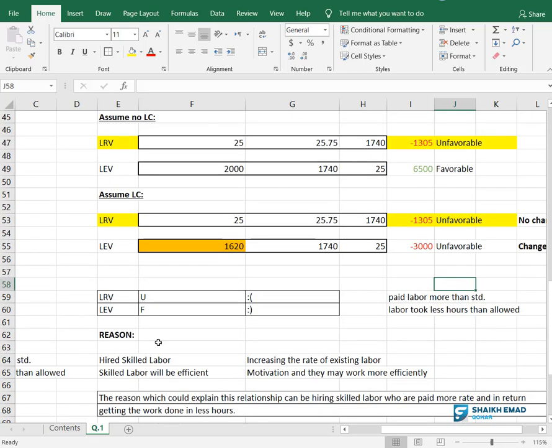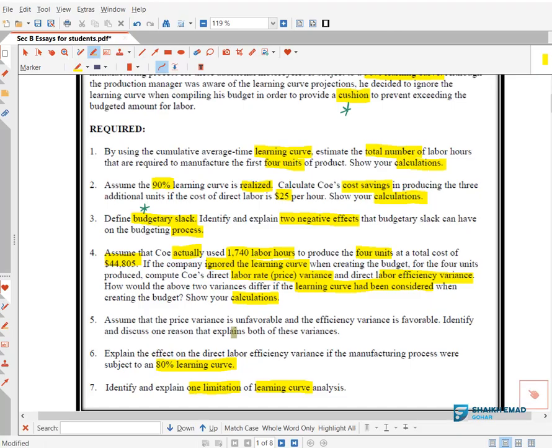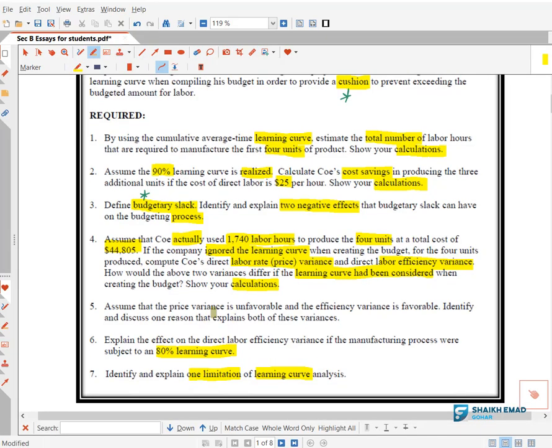Anyways, let's see what we have next. Question number 5: assume that the price variance, by the way, please write it, rate variance is also called price variance, same thing, is unfavorable and efficiency variance is favorable. Identify and discuss one reason that will explain this.